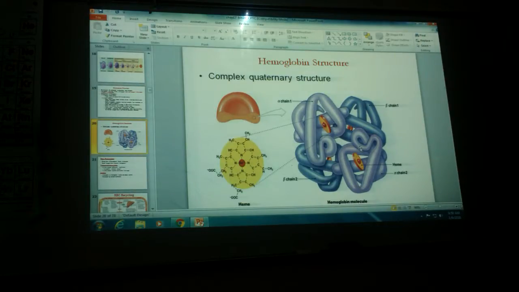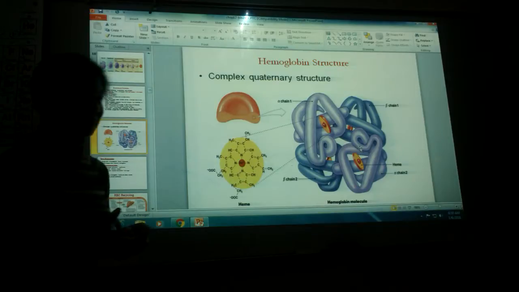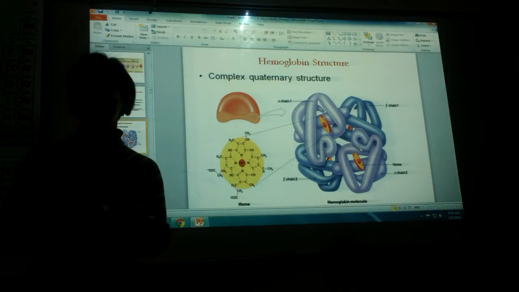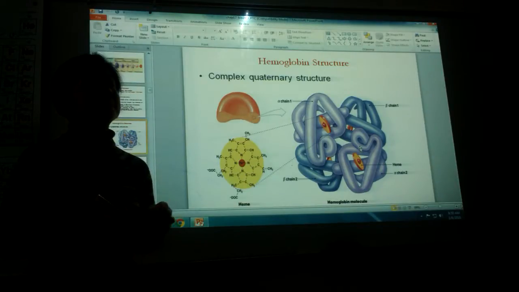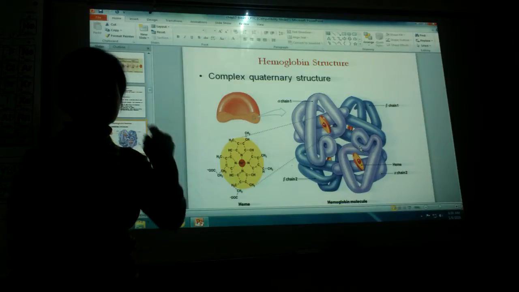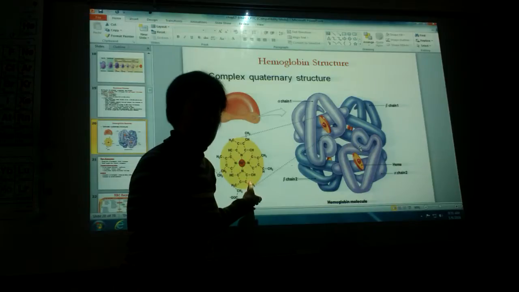Does it mean it has no DNA? Yes. It has no nucleus, so it has no DNA. That's why it dies very quickly, after 120 days. Remember, it doesn't divide anymore once it's formed. Red blood cells, muscle cells, and your neurons. But this one is very unique: no nucleus. It has nothing else but this protein called hemoglobin.